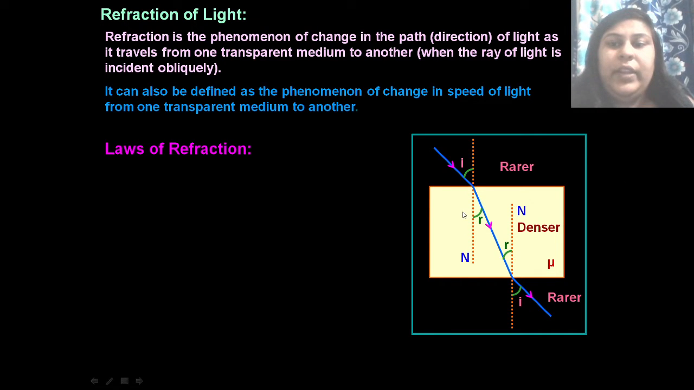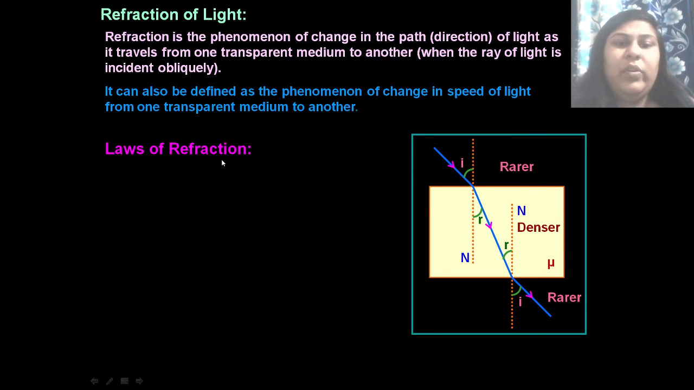Optically rare media are those which have low density, and denser media are those which have high density. Also, the number of particles in the rare medium is less, and in the denser medium the number of particles is high. Now you can see here, when a light ray passes from a rare to a denser medium, it bends towards the normal, and when it passes from a denser to a rare medium, it goes away from the normal.